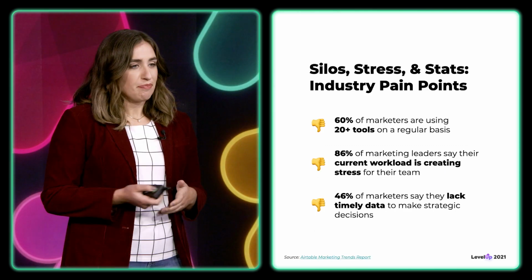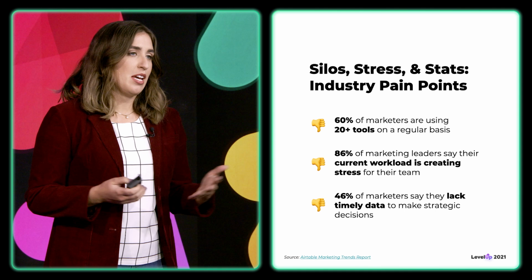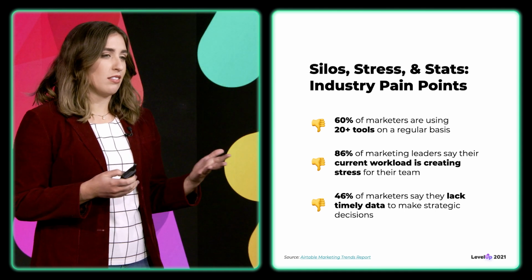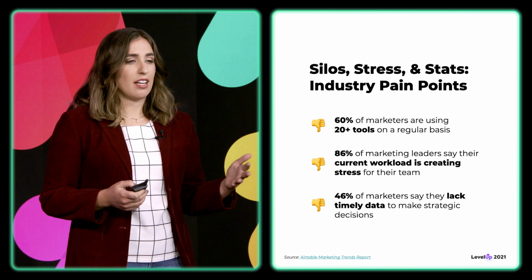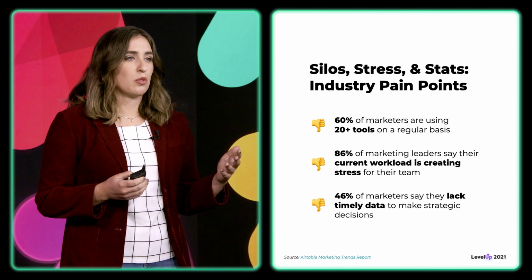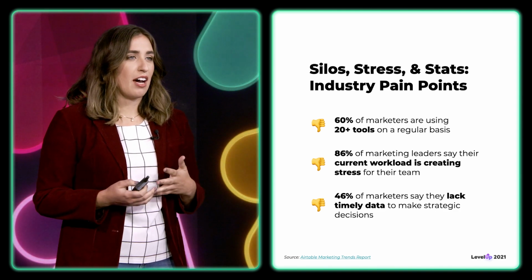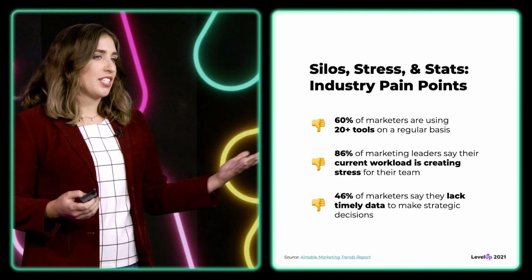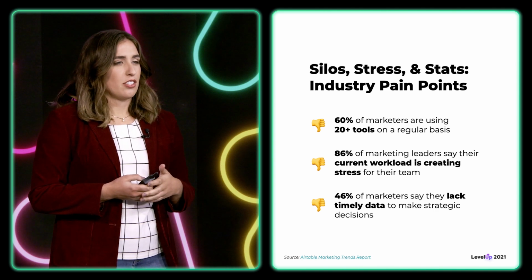So to start, there are multiple pain points faced by any team, but some of the main points include silos and stress for content teams. Diving into that, 60% of marketers are using over 20 tools on a regular basis. That's insane. That's a lot of jumping around, a lot of making sure that the information is being relayed from one tool to the next, and it's just a lot of manual work to really create your content strategy.